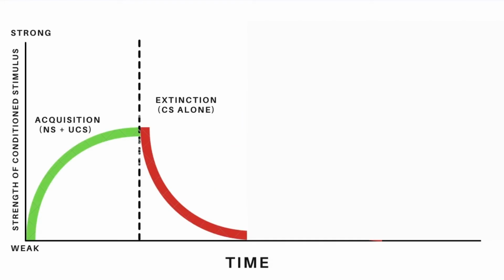Graphically, we can plot this as a declining phase trend as shown here in this graph. We can observe in this graph that not presenting the unconditioned stimulus following the conditioned stimulus, that is, presenting the conditioned stimulus alone, weakens the strength of the conditioned stimulus over time, which is what results in the extinction of the conditioned response.